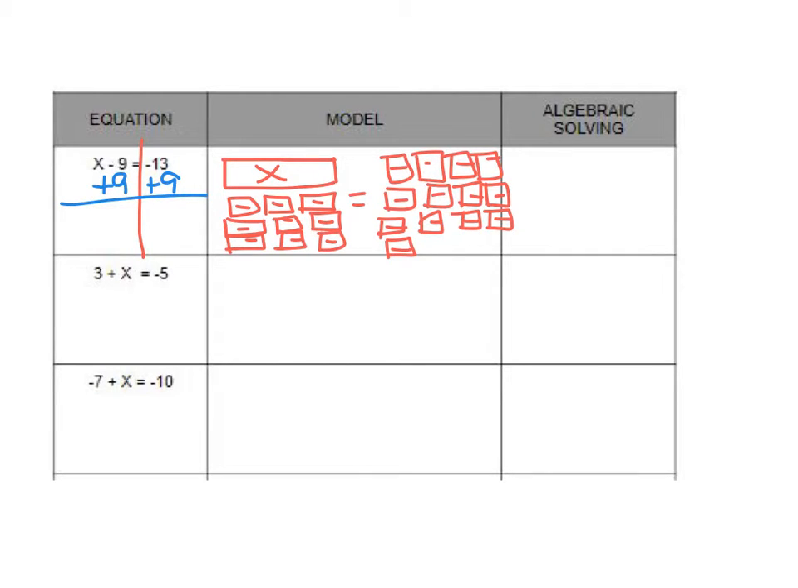Then you're left with x. And then negative 9 and positive 9 are zero pairs, so you cross that out. So 13 plus 9, because there's a negative and a positive, you're going to subtract them. So you're going to subtract 13 minus 9, which is 4. And because there's more of 13, your answer is negative 4. So here, x is negative 4. If you think about it, negative 9 plus negative 4 will give you negative 13.